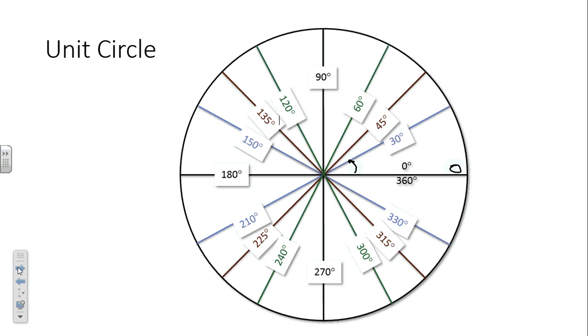Why do we call it a unit circle? No idea? Anyone see what your radius is on your circle? How far out are we going? To the right, to the left, up and down? 1. So this is a unit circle because it has a radius of 1.